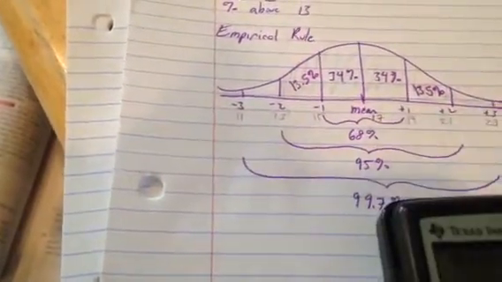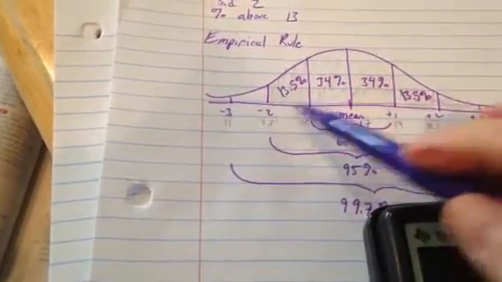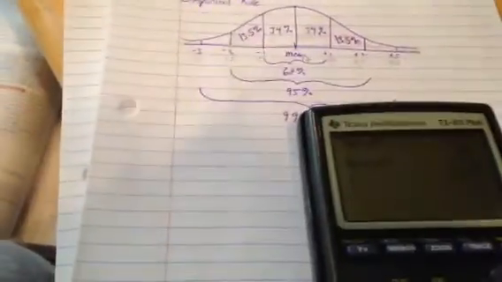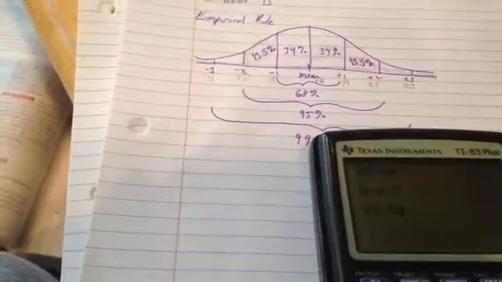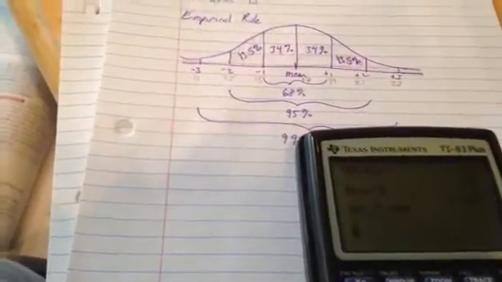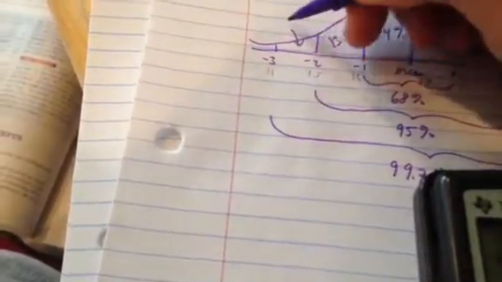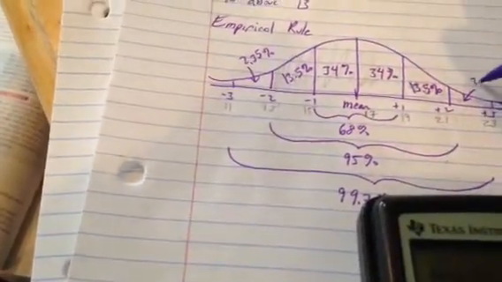Now to get these guys, 99.7% lie within 3, 95 are already accounted for. So I'll do the same idea. I'll take 99.7 minus 95, split that amongst the two pieces, and I get 2.35. So there's 2.35% in this guy and 2.35% in that guy.